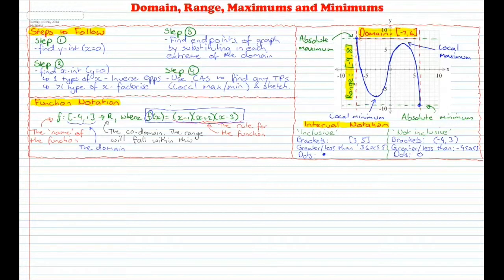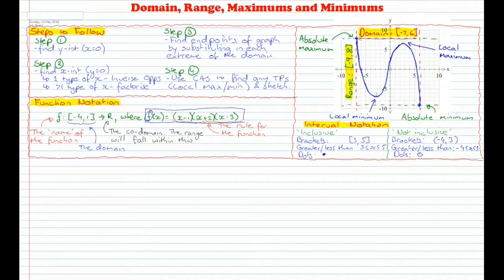And step 4 is to use the CAS calculator to find any turning points, local maximums and minimums, and sketch the graph. Now in terms of local maximums and minimums, a turning point here is called a local minimum because it comes down to a minimum point but then goes back up. And then over here you've got your absolute minimum, that is the lowest point on this graph. So as you can see, the absolute minimum will be lower than the local minimum.